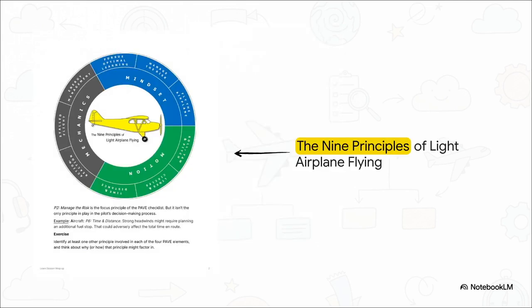All right, so how does PAVE actually fit into our broader framework? We'll check out the 9 principles of light airplane flying wheel. It perfectly maps out your overall decision-making process. Notice how mindset, mechanics, and motion completely wrap around the aircraft.